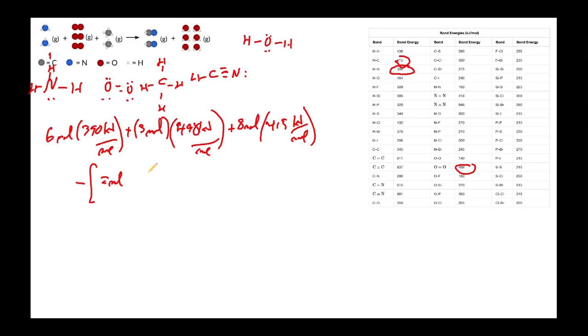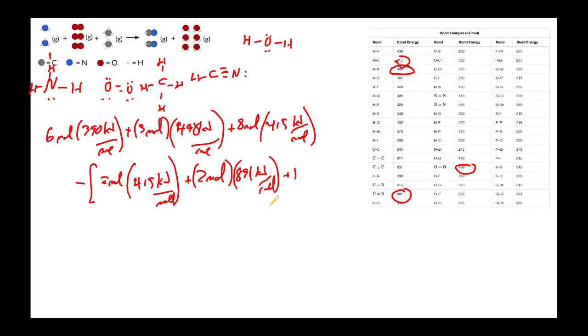2 moles of CH bonds. CH we just did, that's 415 kilojoules per mole. And 2 moles of C triple bond N. A C triple bond N is 891 kilojoules per mole. And 6 times 2 is 12 moles of OH bonds, and an OH bond is 464 kilojoules per mole.